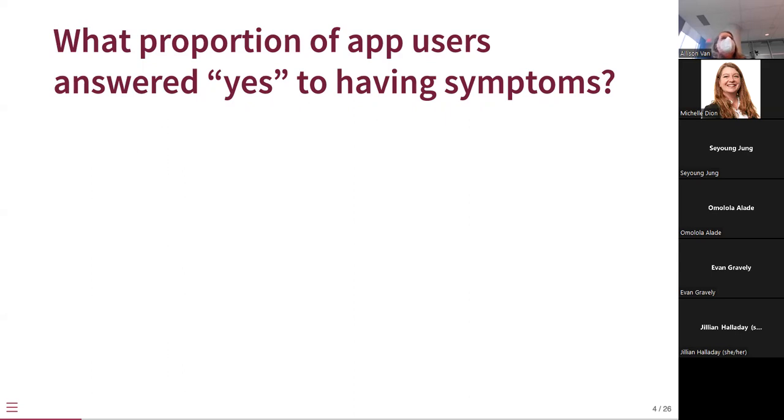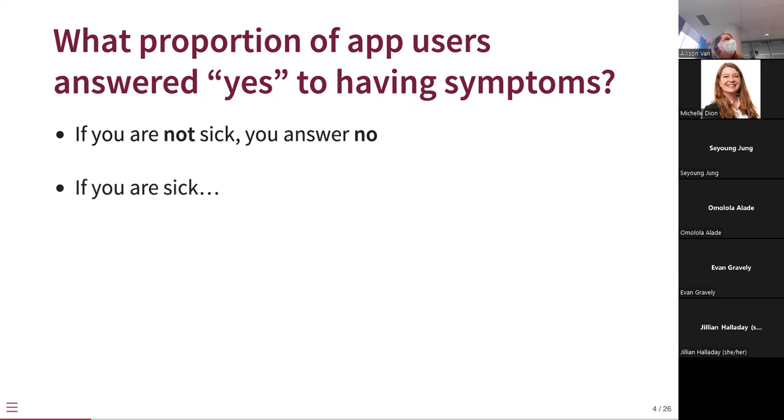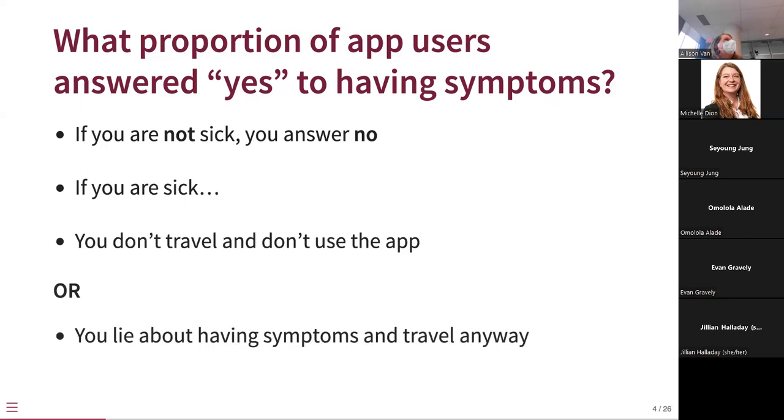So when I was thinking about this, I was walking through the options that people have. If you're not sick, if you don't feel sick, you answer no, and that's the end of it. But if you are sick and you have symptoms, you have two options: you don't travel, so you don't have a reason to use the app, and you don't have a reason to answer the questions, or you lie about having symptoms and travel anyway.